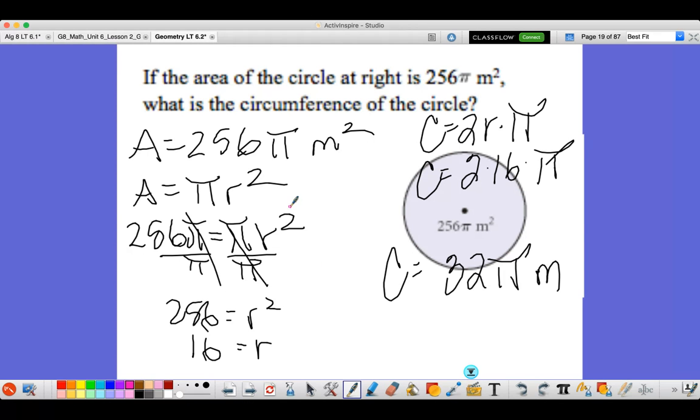And here's our solution. If the area is 256 pi square meters, and we know that the formula for area of a circle is pi r squared, we take that 256 and we substitute it in for the area, and then you can divide both sides by pi, and so the radius squared is 256. Taking the square root of that will give you 16 for the radius. And then to find the circumference, you can use 2 pi r, or diameter times pi is 32, and so the circumference is 32 pi meters. Remember, those units are just the units, not squared, because we're just talking about distance.